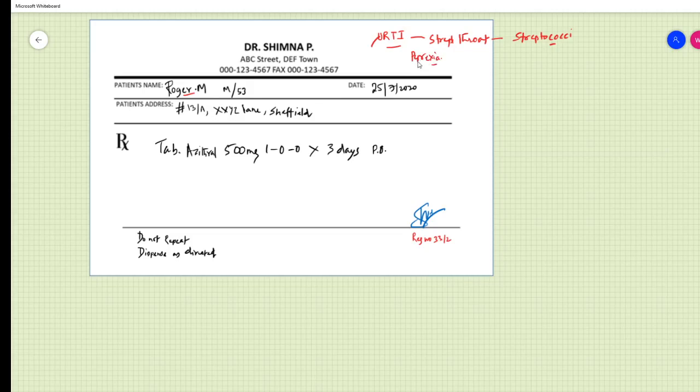And the pyrexia had subsided. So at that point in time, he had visited the physician who gave him this prescription. So what is this prescription? Let's look at this. Tablet Acetyl. Okay, this is a trade name. And what is it basically? It's an antibiotic called Erythromycin.